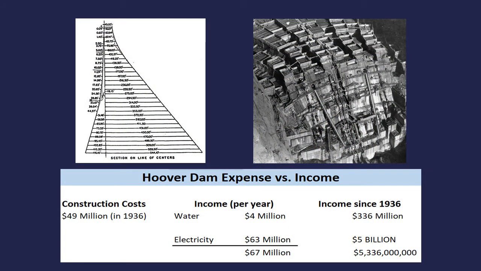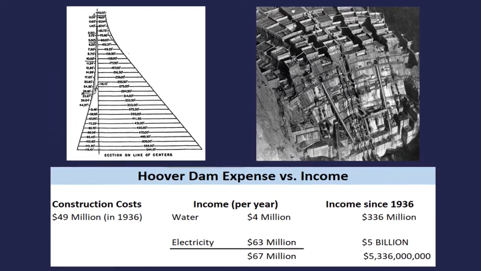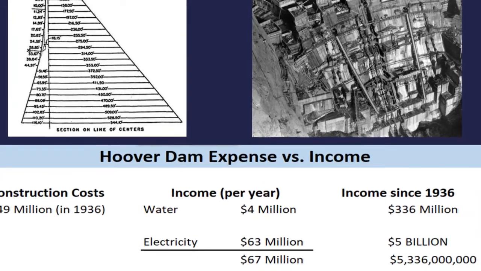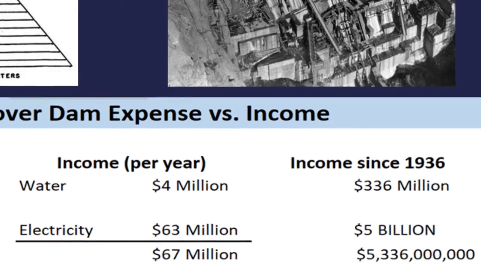5,000 otherwise out-of-work guys got paid $1 an hour to risk their life doing this. Over 100 of them died on the job, but no bodies are buried in the concrete. What's most interesting to me as a project leader is how profitable this project turned out to be. The federal government earns over $4 million every year from selling the water, and over $63 million each year from selling the electricity. Over the past 84 years, that project has produced over $5 billion in profit.